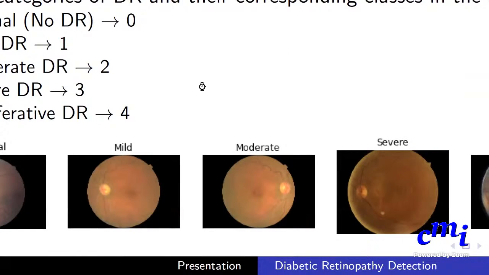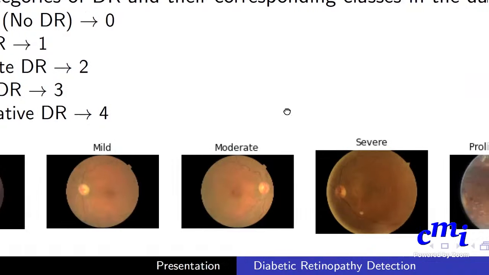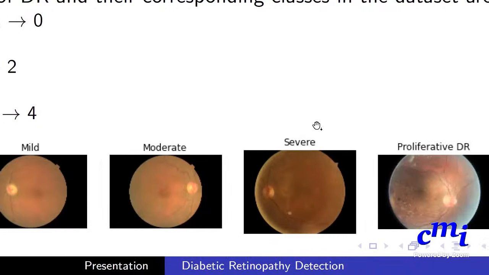In the moderate one, we can see that there is slightly more accumulation, followed by the severe one, where we can see even more prominent blood vessels accumulated. And in the extreme case, which is the proliferative DR, a huge section of the retina is covered with this black spot, and there are patches present. So this is the difference between all the 5 stages.